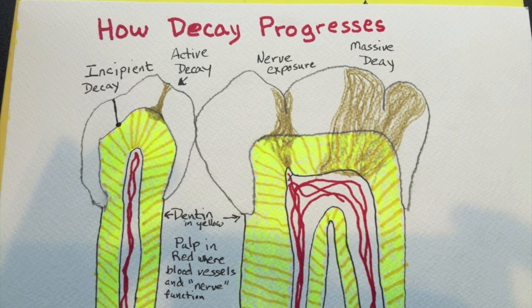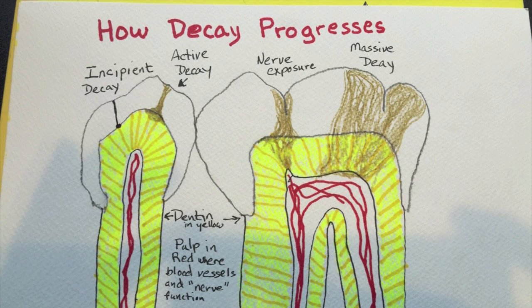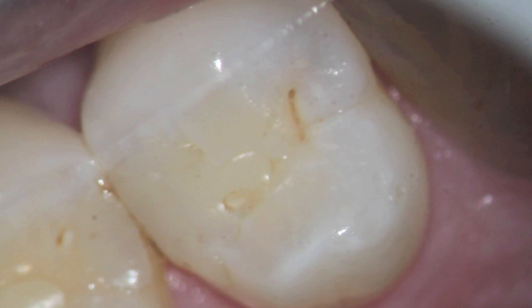How decay progresses. In this video, you'll have an opportunity to go to a number of other videos to see incipient decay, active decay, and nerve exposure. But at the end of this video, you'll actually see the massive decay and what's involved with that.